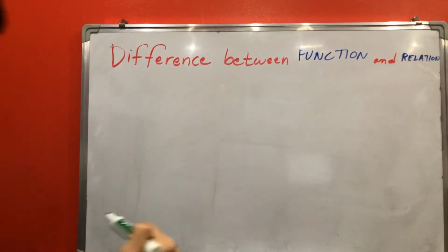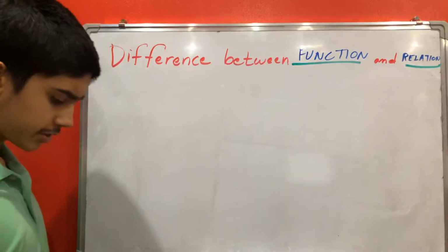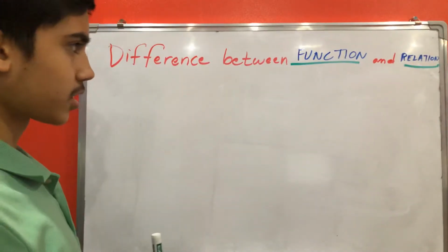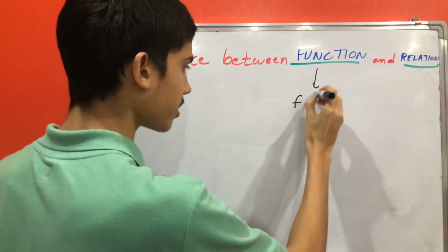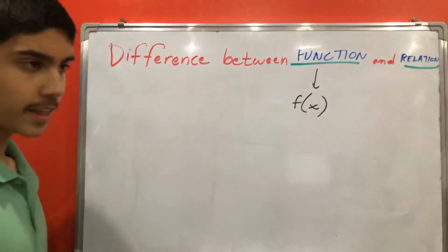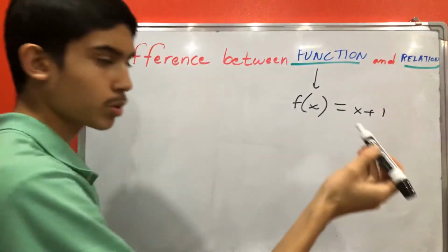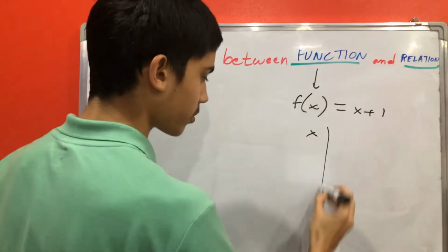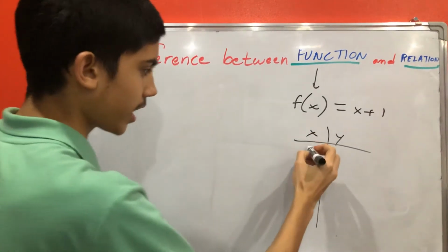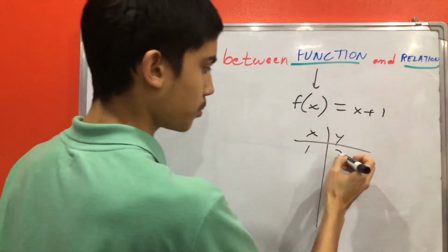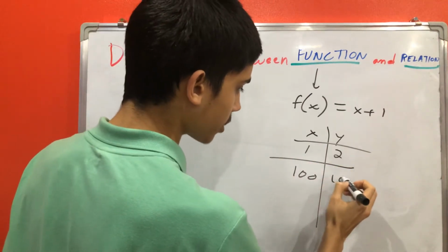So what is the difference between a function and a relation? The difference is, let's describe a function. We say a function is like f of x, and then it can be equal to something like x plus 1. If we made a table for a function like this, we put in an x like 1, and our output will be 2. Same thing, we put in 100, we'll get 101.